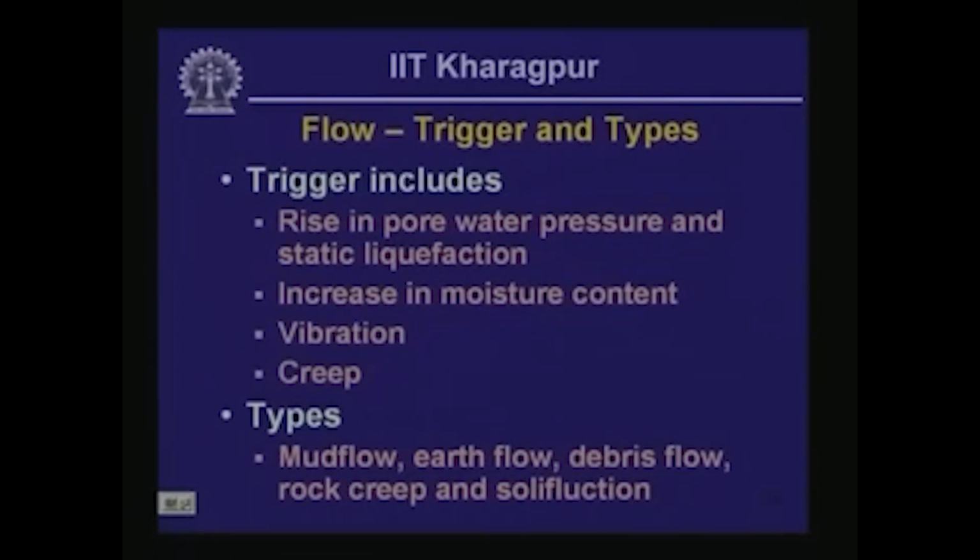Mud flow is a type of flow which involves basically very fine grained material. If you have got flow taking place comprised of coarser grain size, it is called earth flow. Debris flow involves mixed grain sizes involving boulders as well as fine grained soils.